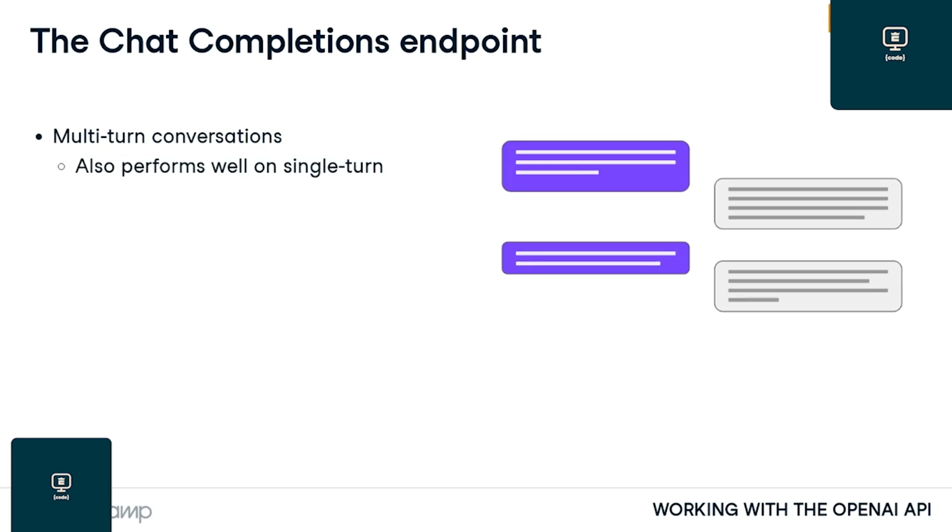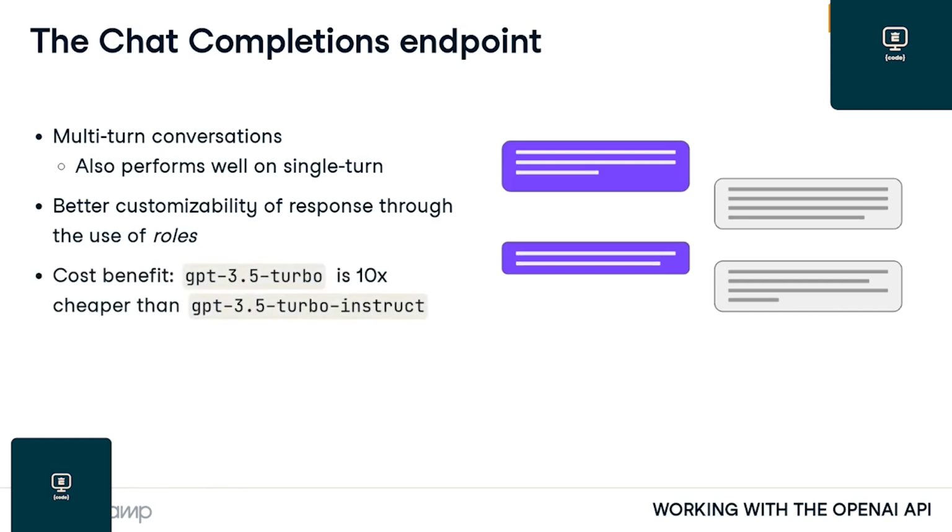Compared to the completions endpoint, chat completion allows for better customizability of the response through the use of roles, which we'll discuss in a moment. Finally, there's currently a substantial cost benefit to using chat models over completions. The cost benefit and flexibility of being able to have multi-turn conversations means that developers quite often choose a chat model when building applications on the OpenAI API.